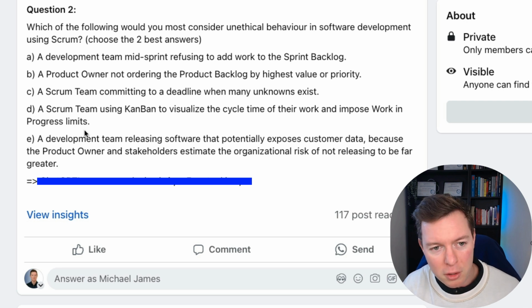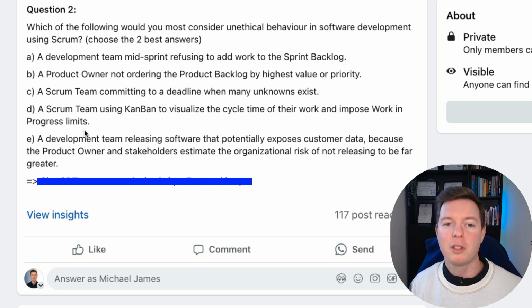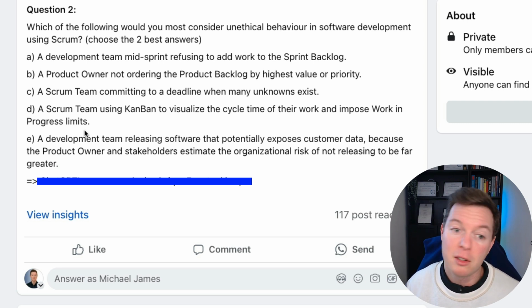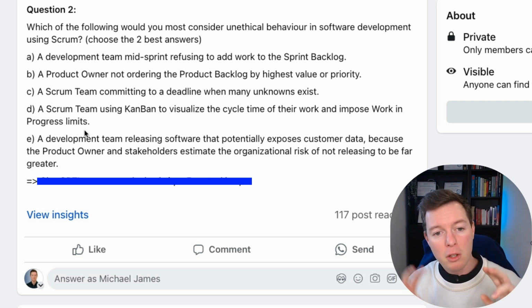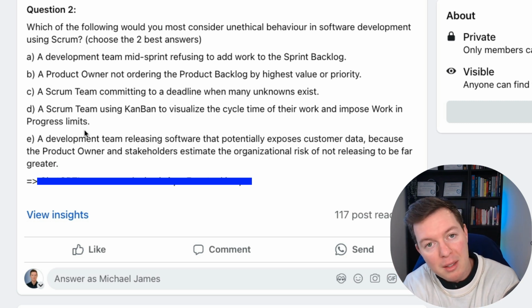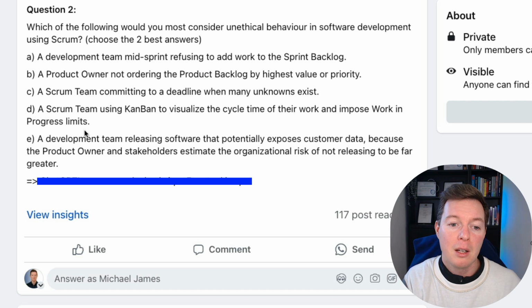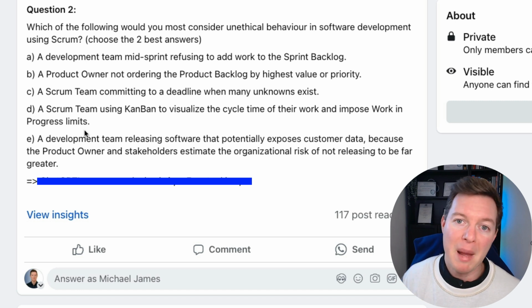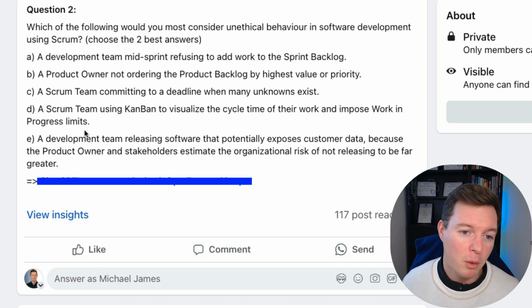Right. Question 2, which of the following would you most consider unethical behavior in software development using Scrum? Again, choose the 2 best answers. So that means there might be some answers in here that are correct, but they're not necessarily the best answers. We want 2, which 2 are the best?